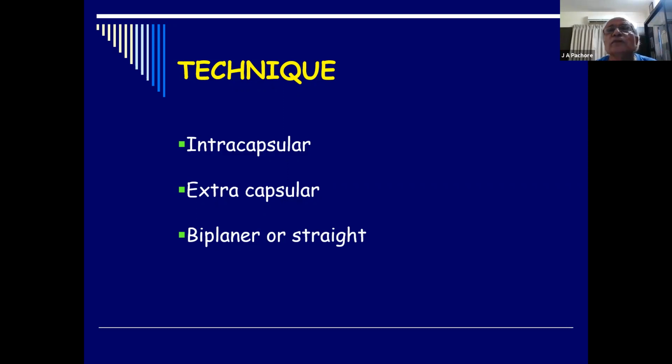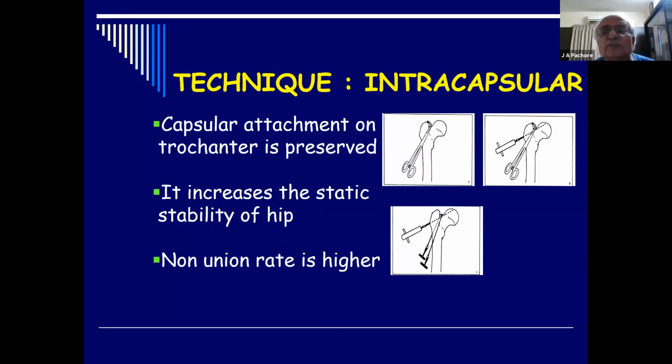So intracapsular, this is the capsule, and we are right inside the capsule. The capsular attachment of the trochanter is preserved. This capsule is preserved here. It increases the static stability of the hip. That's why it is better. But the non-union rate is higher because it's intracapsular. That is the reason people are not in favor of doing this.